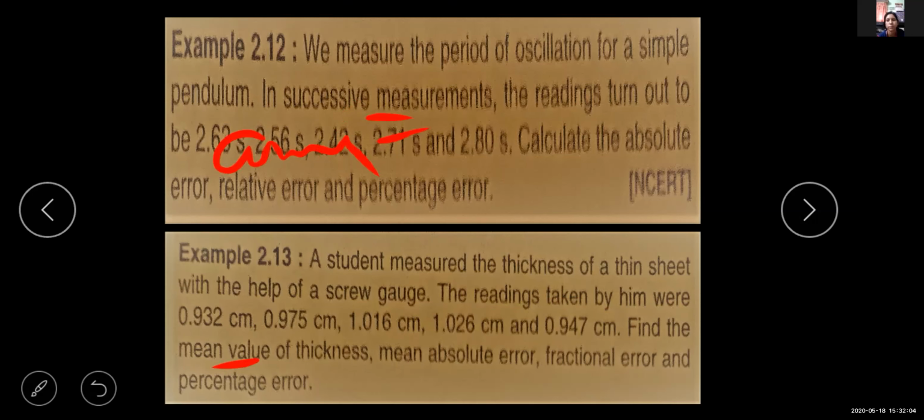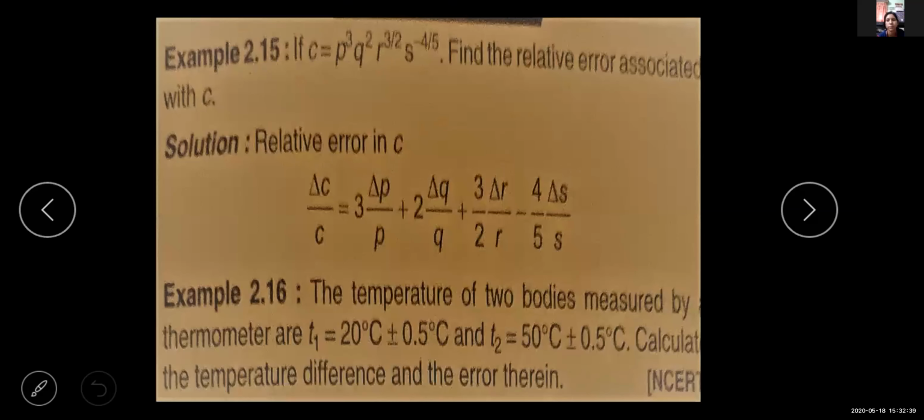Now find the absolute error. Absolute error is the difference of true value and measured value. It will be delta A1, delta A2, delta A3 up to delta A5. And mean absolute error is the sum of absolute errors divided by 5. Now fractional error is the relative error, and percentage error is the percentage of the relative error. Try to solve these questions.